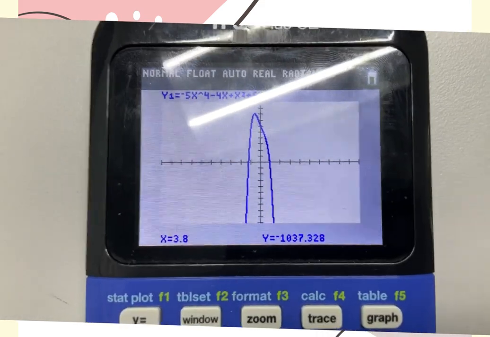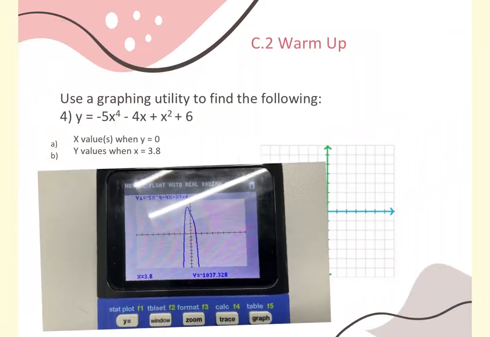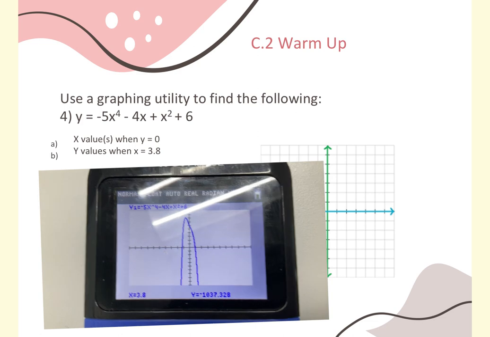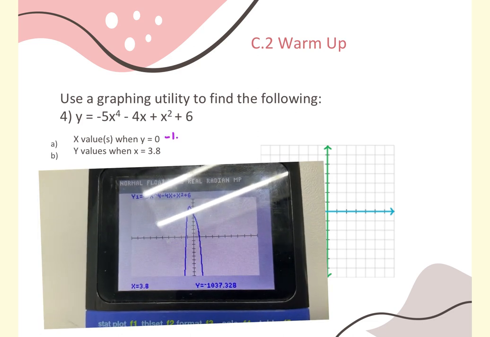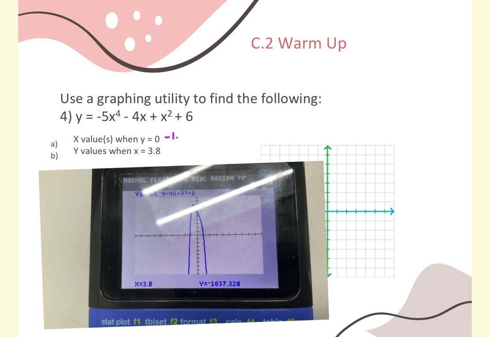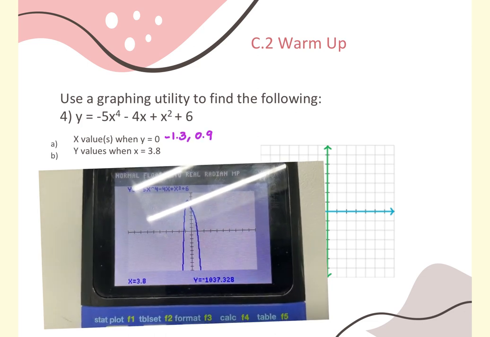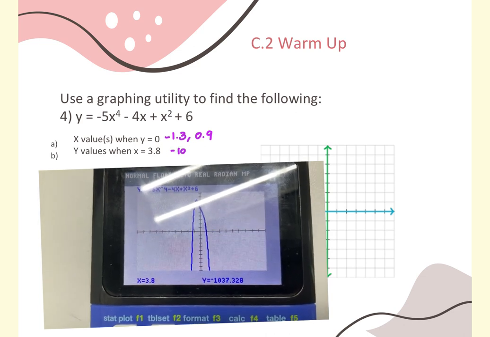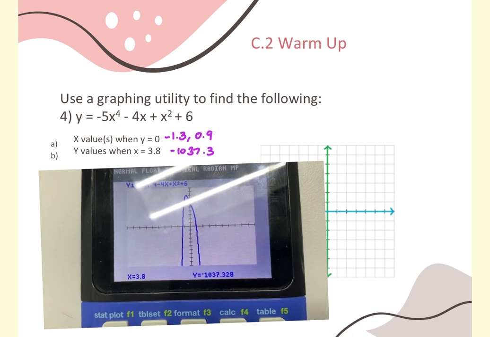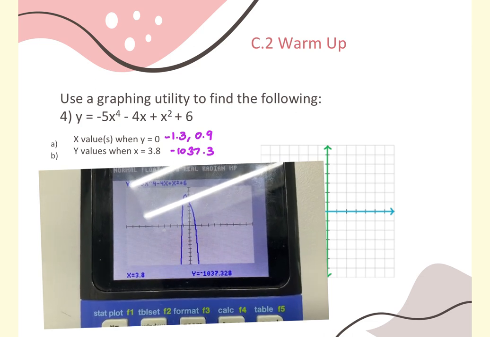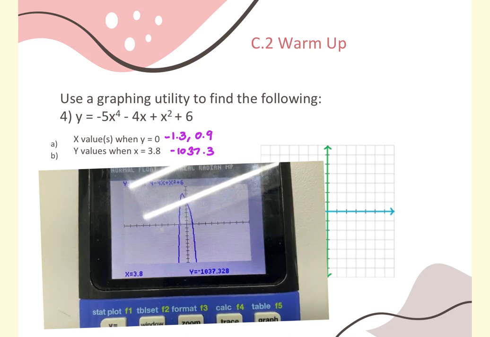And the Y there is negative 1,037.3. Those answers are just the other number, not a coordinate point. So this was negative 1 point, what was it, 3? Thank you. And 0.9. And then this one is negative 1,037.3. You'll leave it just like that. Don't give it to me in coordinate point form, okay? That's the value of X when Y is 0, and that's the value of Y when X is 3.8.